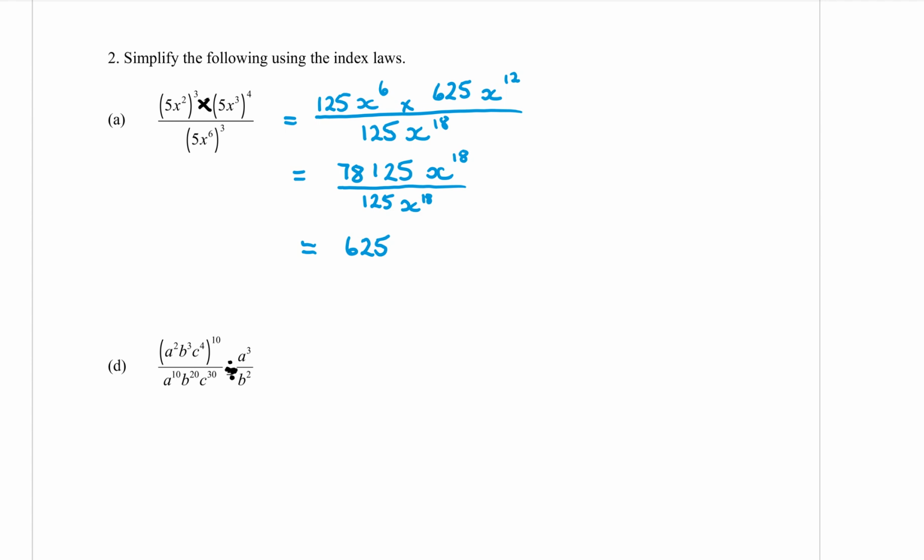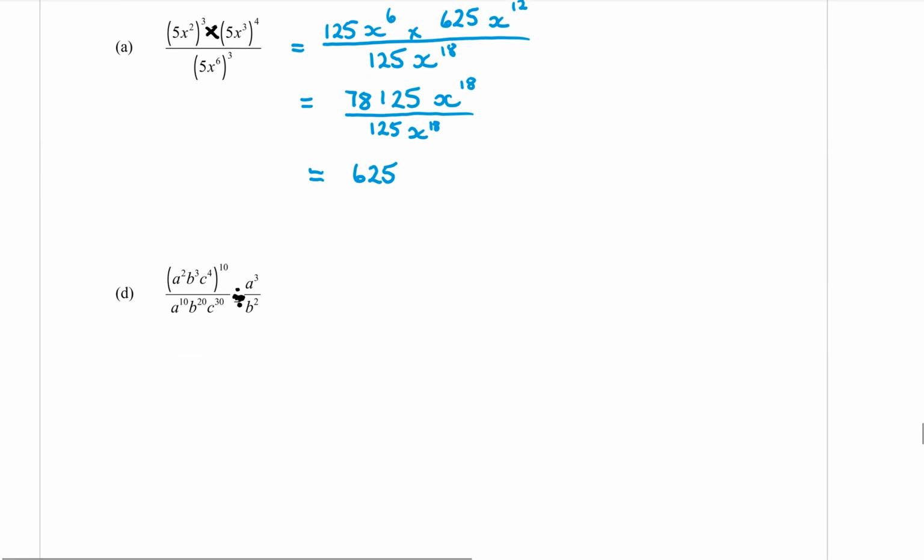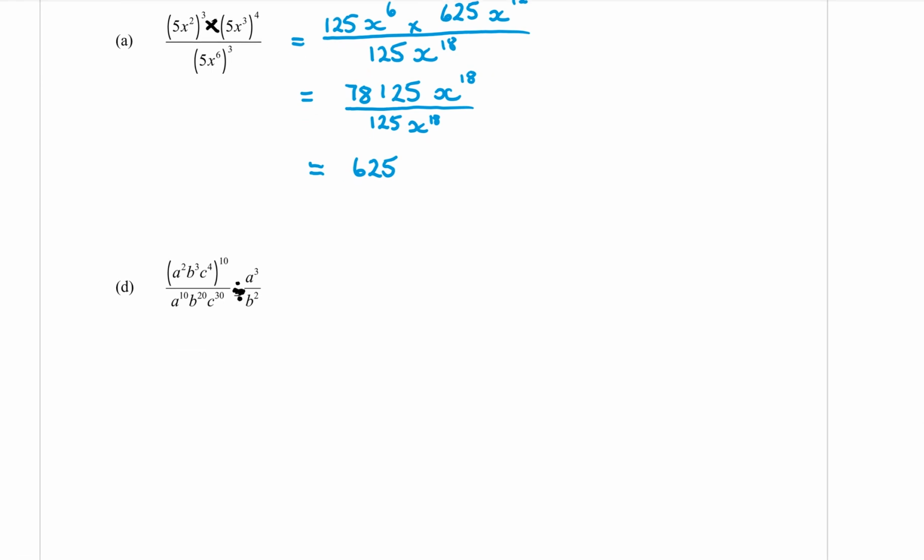All right, very last question is D. We're going to finish with a super fun one. So first of all, we want to expand out the bracket. So everything in there, all those bases, we want to times each one with the 10. So the A, 2 times 10 is 20. The B, 3 times 10 is 30. The C, 4 times 10 is 40. Over, okay, I'm not doing anything with the other ones yet, I'm just going to write them down. A to the 10, B to the 20, and C to the 30.